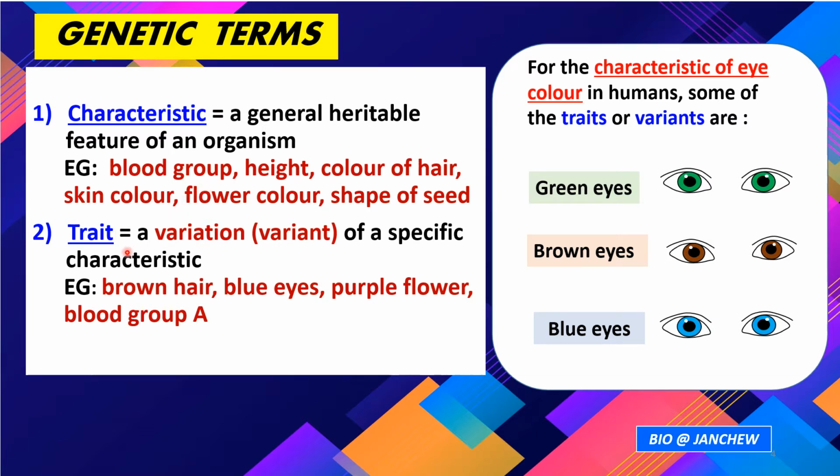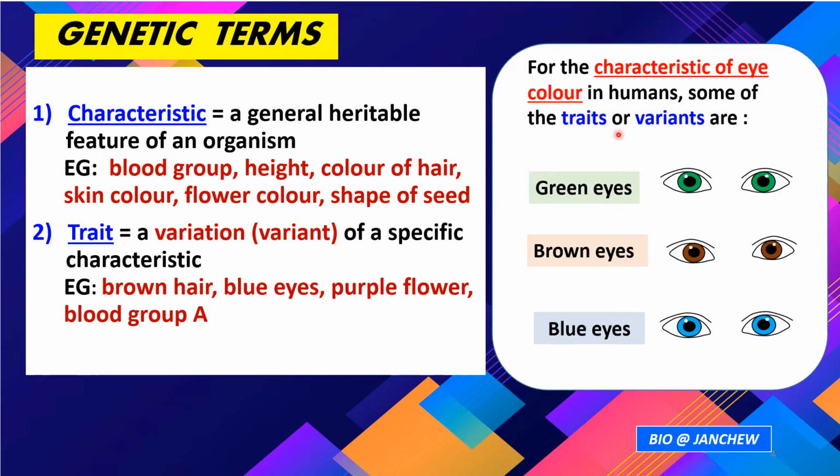Whereas a trait is more specific, it is a variation or variant of a specific characteristic. For example, for the characteristic of hair color, a person can have brown hair, black hair, blonde hair, and even reddish color hair. So those are traits. The specific variants that tell us how the person looks, or how a plant looks, and so forth. Examples of traits are brown hair, blue eyes, purple flower for the pea plant, blood group A, maybe for one of your friends or for yourself. It's specific.